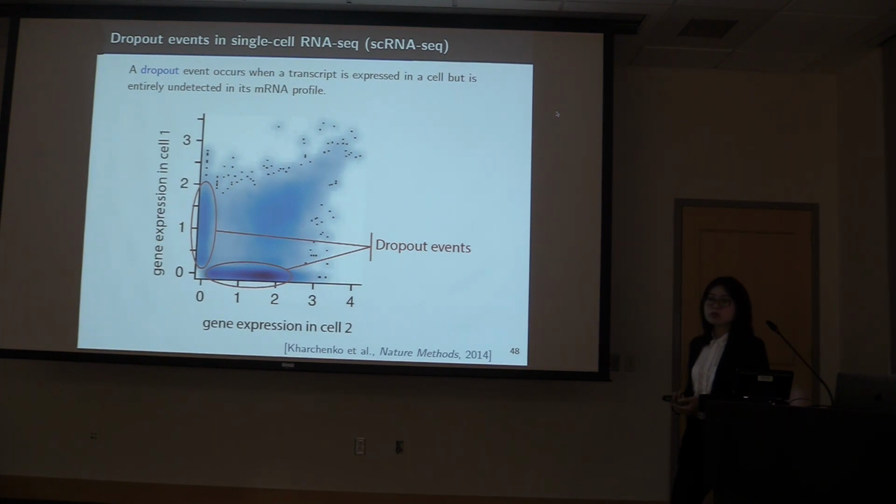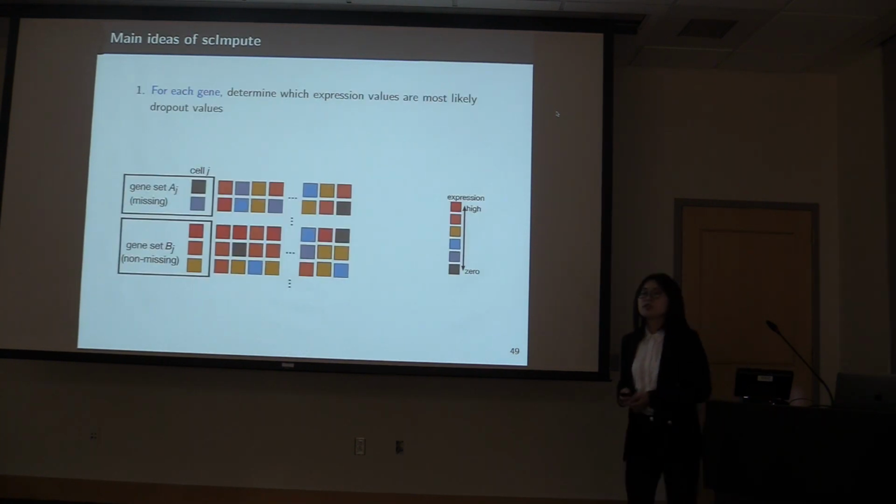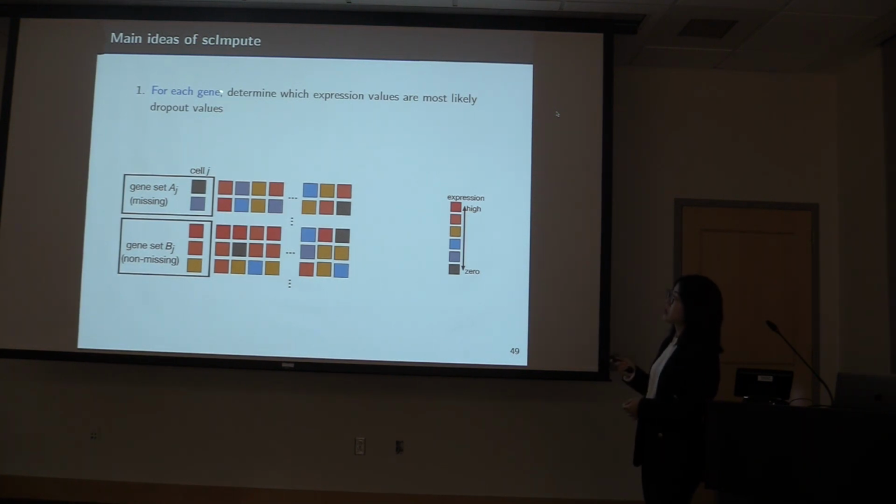And many statistical and computational methods developed for bulk data do not have comparable performance with single-cell data because of the sparsity problem. To deal with this dropout issue, we developed the S-impute method, and its main idea is that, first of all, for each gene, we want to determine which expression values are affected by the dropout events. And with this information, for each cell J, we can divide these genes into two subsets. Gene set AJ representing the genes that are affected by dropout events and are in need of imputation, and gene set BJ that are accurately measured with high confidence and do not need imputation.